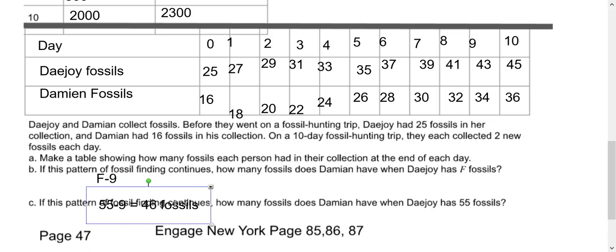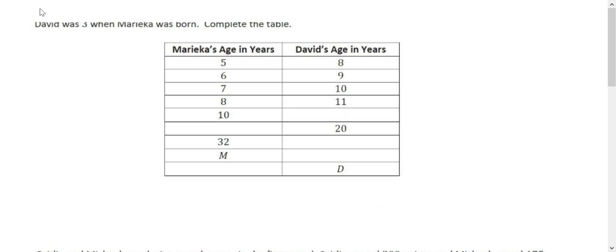And I'll move it down, so there you have it. Okay, so now let's go on, and we're going to have 2 more pages of notes, so hopefully we get through these. This is going to be a longer video. Okay, so when David was 3, when Marika was born, complete the table. A lot of the rest of them, I'm going to pause it, and you're going to try it out, and I'm going to just put in the totals. But I'll do this one, and then the rest will be that way.